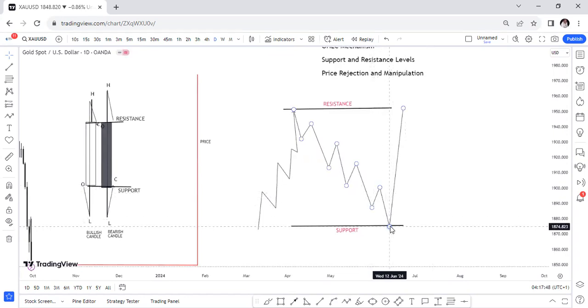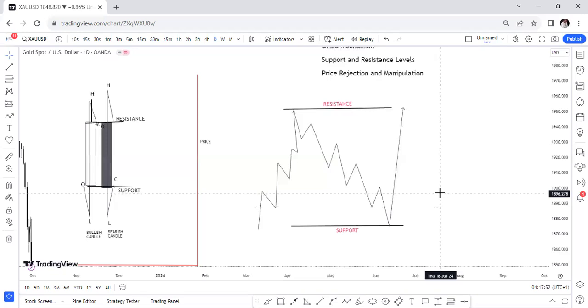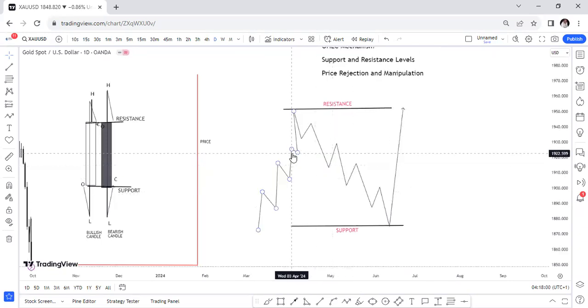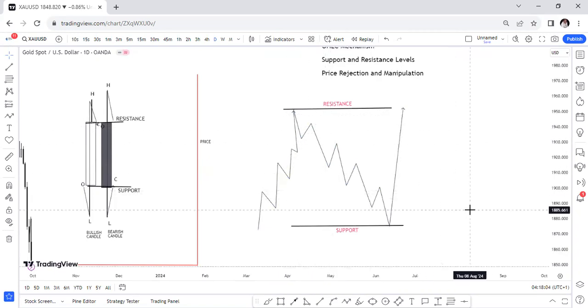It comes down and price got rejected at the support. So that means sellers are rejecting the lower price and buyers are rejecting a higher price. You must understand the objective of the two players now.